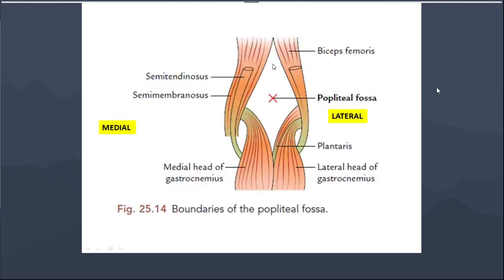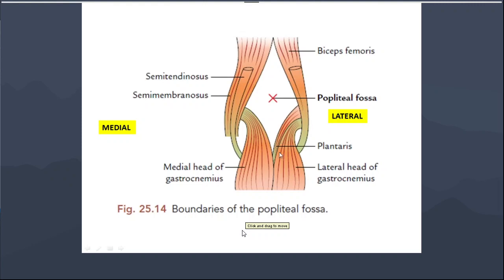So what is the boundary of the popliteal fossa? Superomedially formed by what? Then superolaterally is formed by what? Biceps femoris. Then inferomedially is formed by the medial head of gastrocnemius. And inferolaterally is formed by what? The lateral head of gastrocnemius, supplemented by the plantaris muscle. Yes, very good.